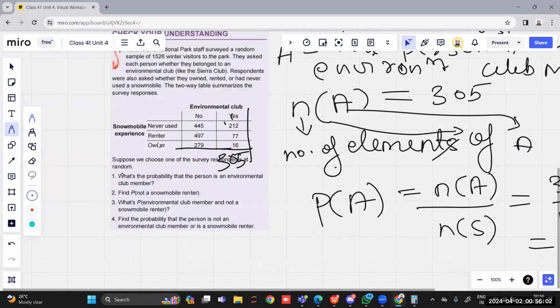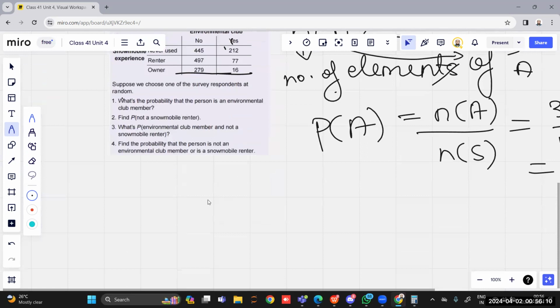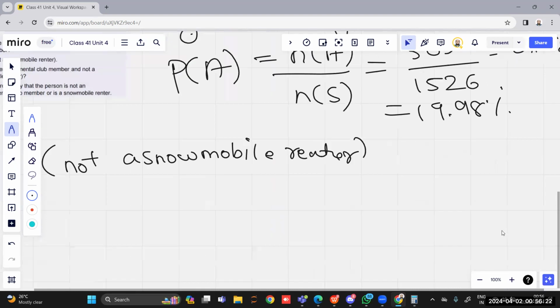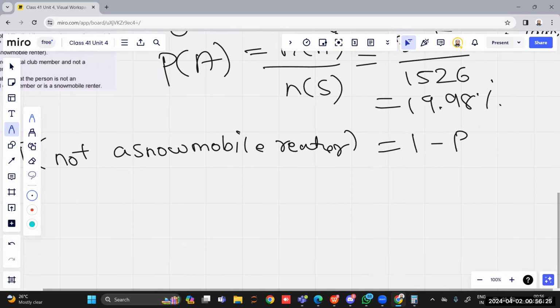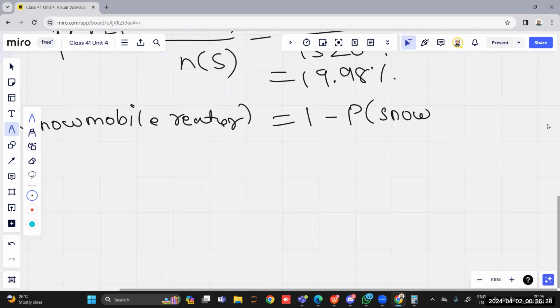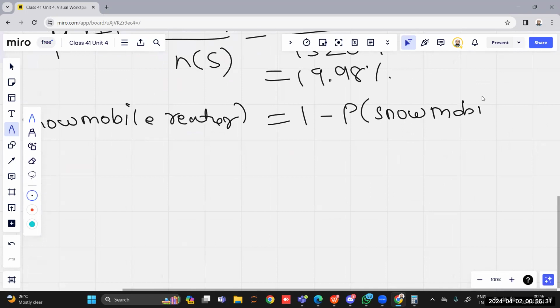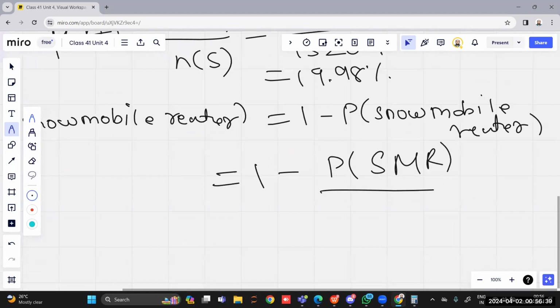Got that? Then the second question that we need to answer is to find P of not a snowmobile renter. I have told you, when "not" comes, it is one minus the probability of snowmobile renter. So I need to find the probability of snowmobile renter first to find this.